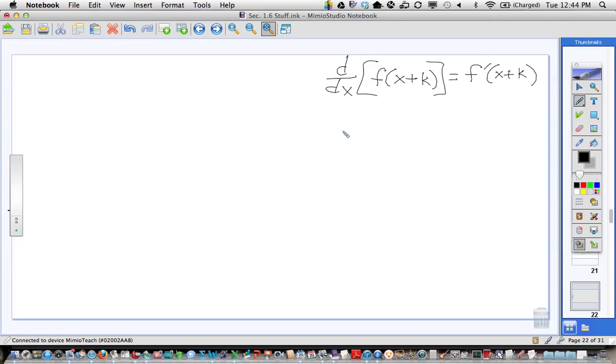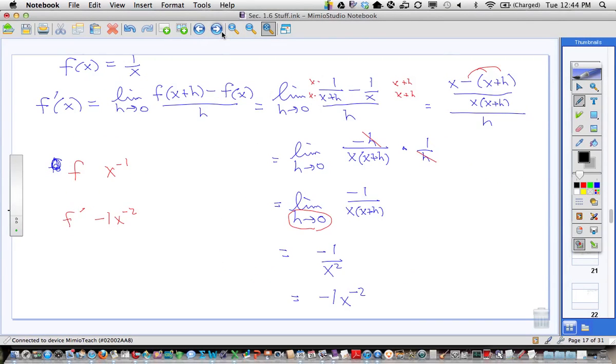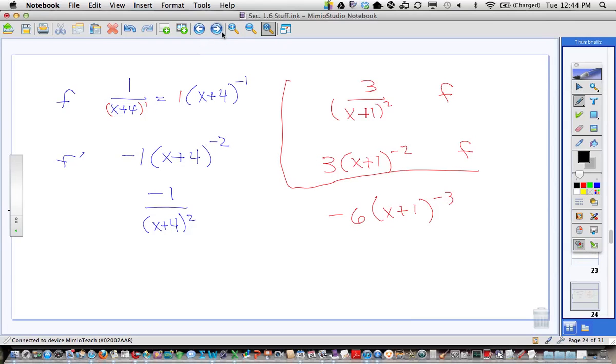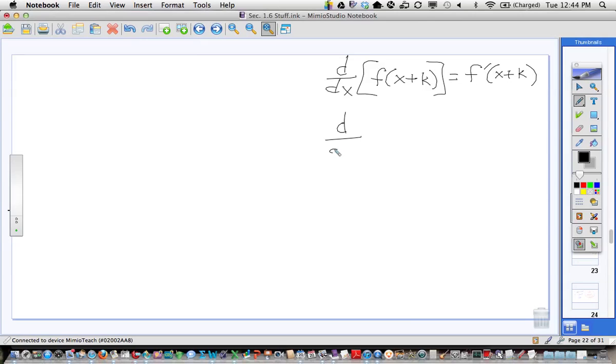So we talked about that shifting thing. We talked about if you had a number on the outside. Oh wait, I did that one already, didn't I? Oop. Right here. If you have a number on the outside, that number will just hang out there, right? So what I haven't talked about, from a rule standpoint, would be this one.